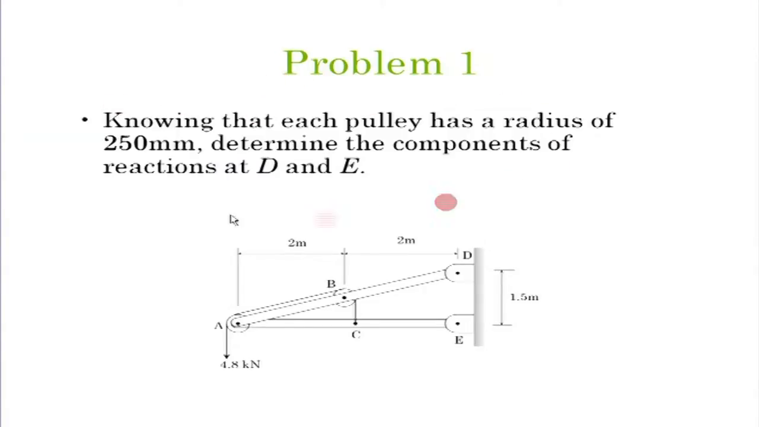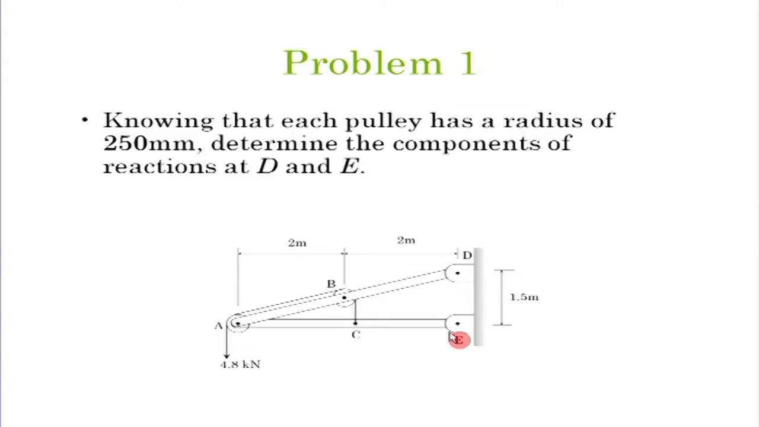So this problem now is a part of the tutorial. This is another frames problem. These are the dimensions that are given, and each pulley has a radius of 250 millimeters. We are asked to determine the components of reaction at D and E, just the components of reaction at D and E. You have a string and these pulleys, which you assume to be either frictionless or free to rotate, both are totally fine. Let us take another 5 to 10 minutes max, and then we will get back to this problem, and after that we can start working on machines problem.